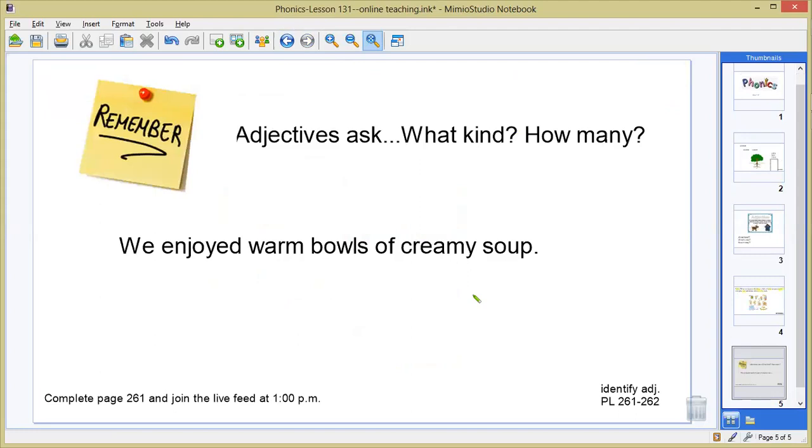All right, guys, so look at this. We enjoyed warm bowls of creamy soup. Remember, adjectives ask what kind or how many. Write down your adjectives.